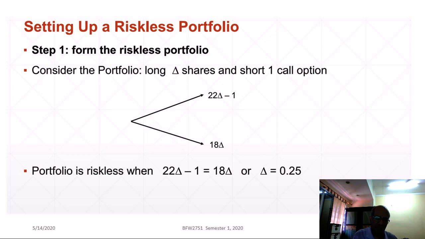So here, when you say 22 delta minus 1 should be equal to 18 delta, then it's very easy to identify the value of this delta variable. The delta itself is nothing other than 0.25. When you calculate this carefully, when you bring the 18 delta to this side, it is 22 minus 18 is 4. 4 delta equals 1. When you divide it, it is 0.25, right? So the delta itself is 0.25.